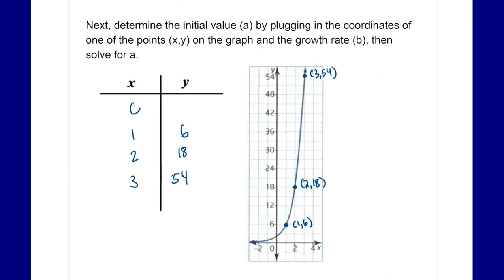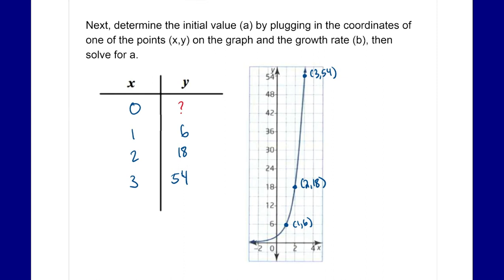I'm going to put in 0 here because that is what we're looking for. Right? We do need to look for 0 to get our a value or our initial value. We're going to look at two ways on how to do that. But we do want to look for our growth factor first.